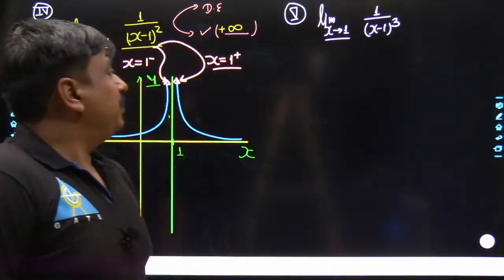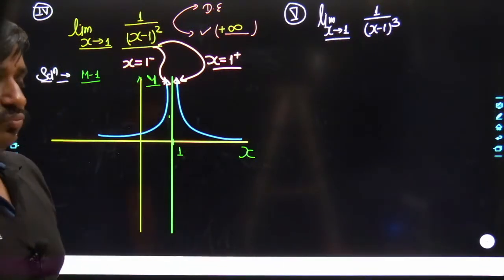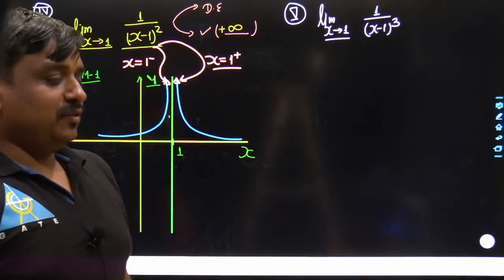Tell me what would be the best answer for this given problem? I would expect this answer from each one of you. What would be the best answer for this given problem?